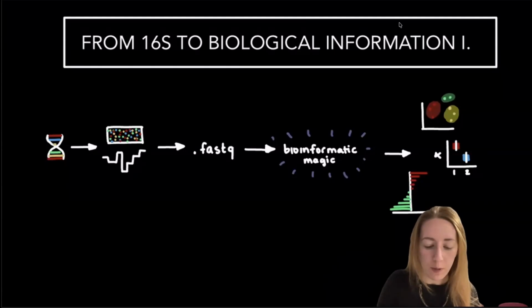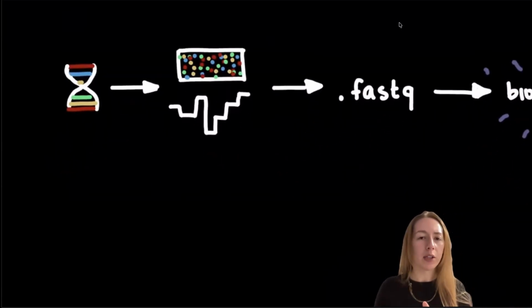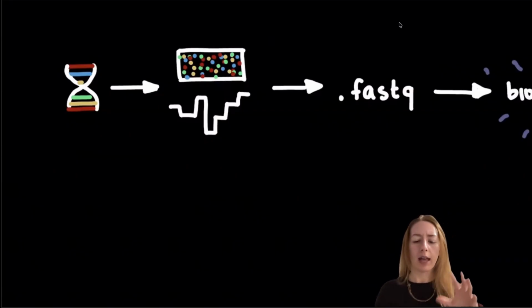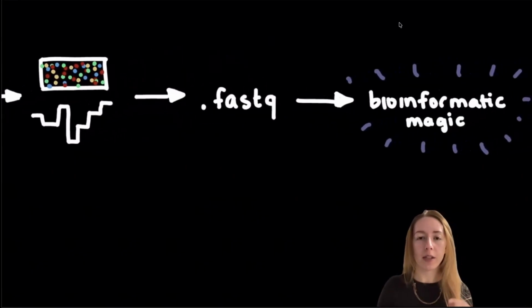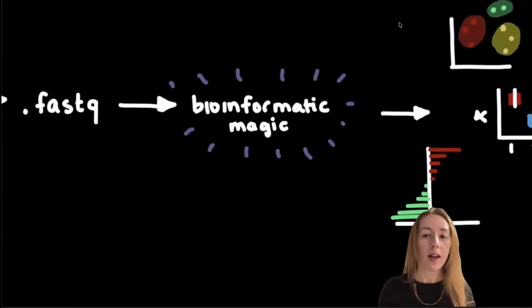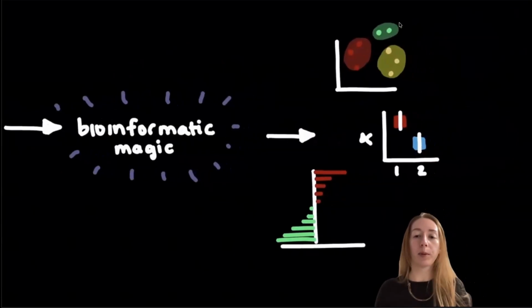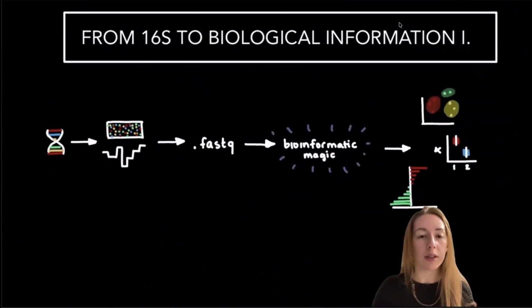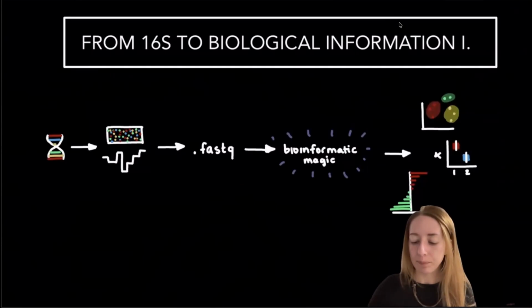So we start off with our DNA, which gets sequenced and then converted into some kind of signal. With Illumina, it'll be fluorescent signal, or with Nanopore, it'll be an electrical signal. This will get base called and then turn into a Fastq file. And then we're going to do some bioinformatic magic that we'll talk about today, eventually getting interpretable data that can actually help us understand what's happening in the microbiome environment.